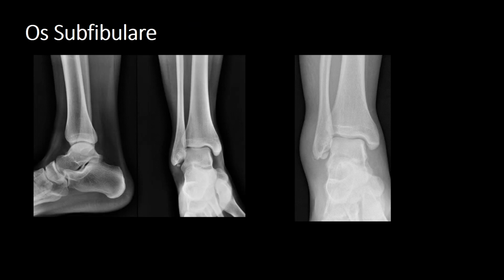Os subfibulare. This particular one is responsible for lots of people confusing it with a fracture. Here on the left we have a large os subfibulare, and on the right there's an even larger example of an os subfibulare, but in addition there's an avulsion fracture. Look at the massive soft tissue swelling. Let's look at these two images in closer detail.